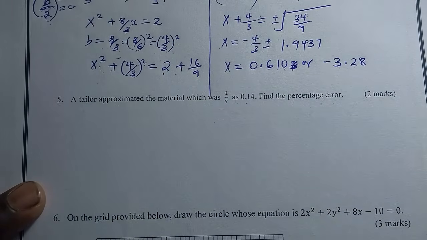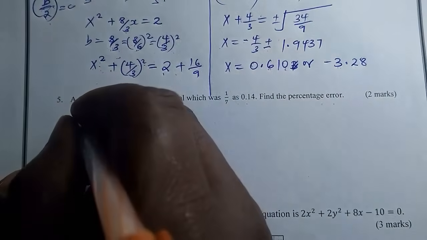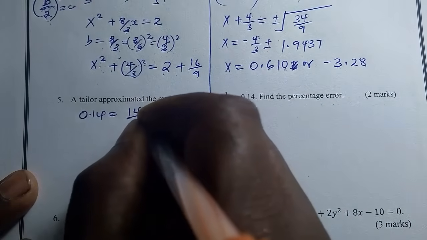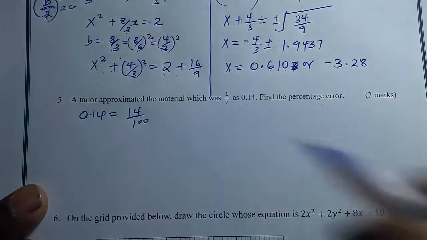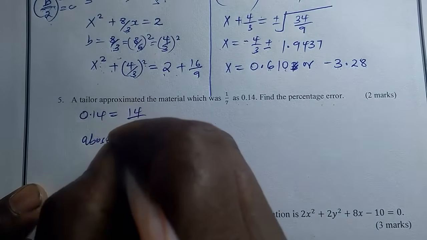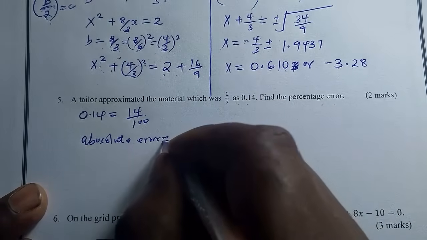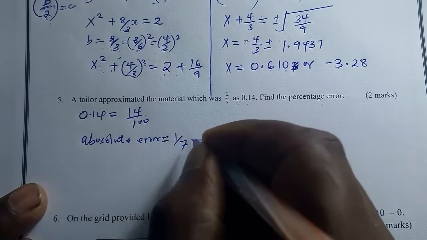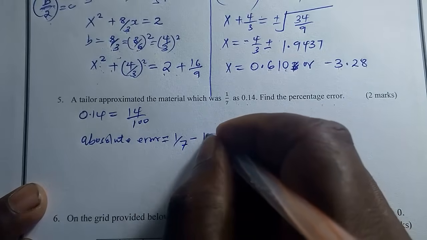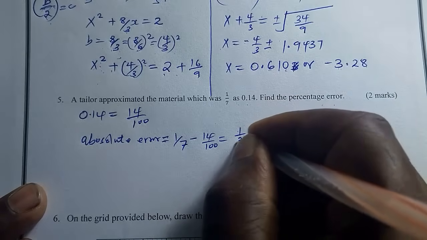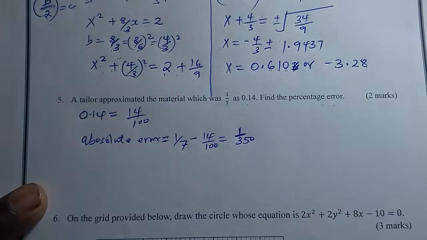So let's get the absolute error first. The absolute error. 0.14 is actually the same as 14/100. So absolute error is equal to 1/7, the original, minus the truncated 14/100. And that one gives us 1/350 using your calculator. So that is the absolute error.